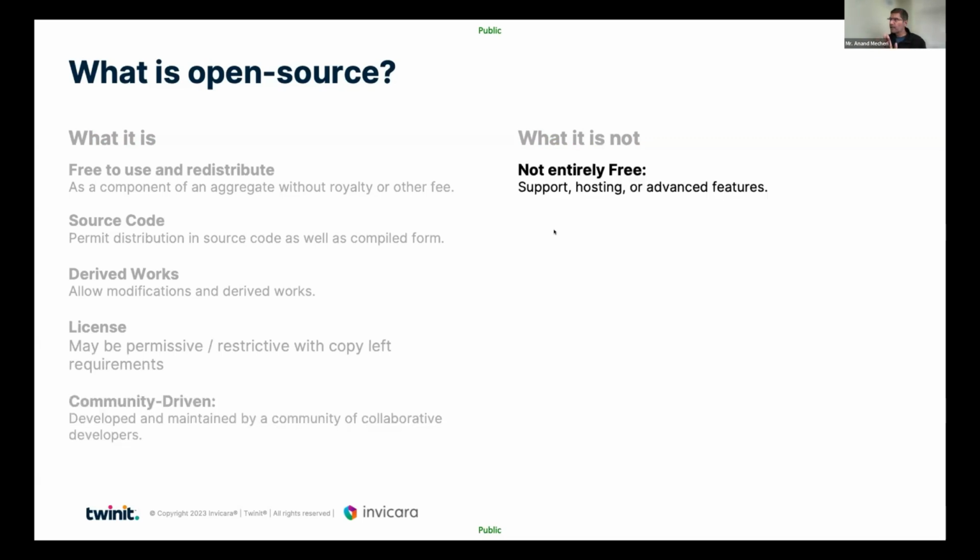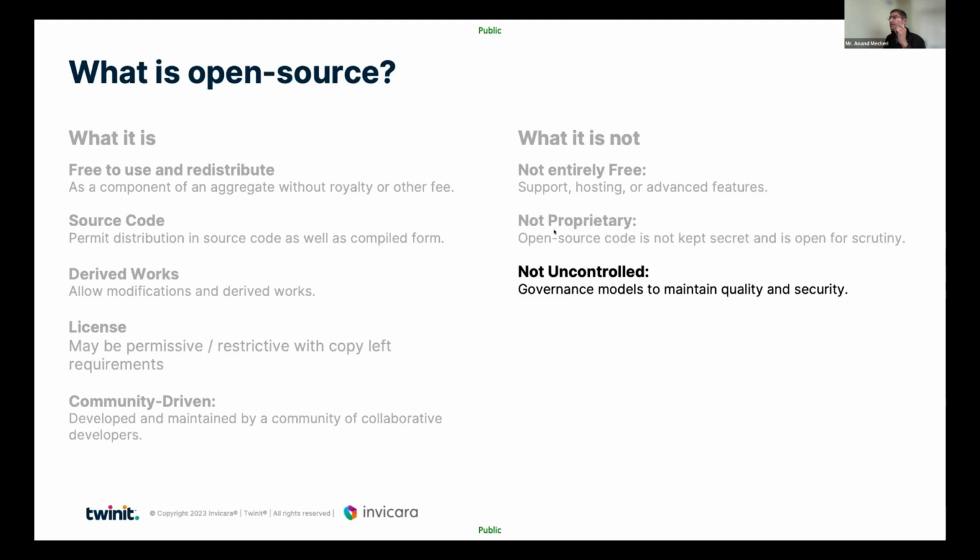It's not necessarily always free because whoever builds an application or a solution for you as an enterprise, using open source as the background, will probably still need to support, host and advance the features and so on. So there'll still be some cost. It's not proprietary. Definitely, open source is not secret. It's open for scrutiny, which also does not mean it is uncontrolled.